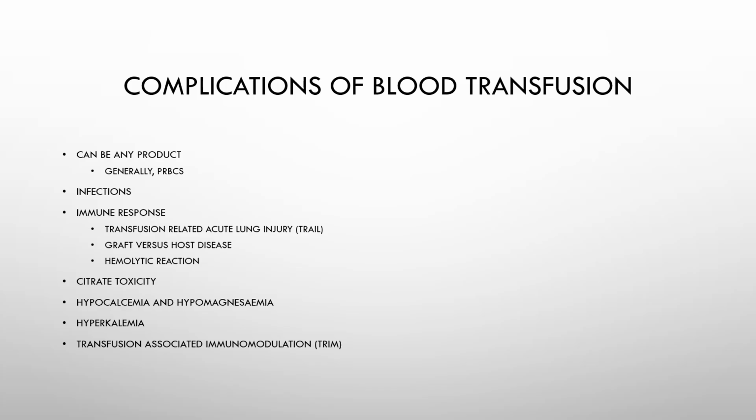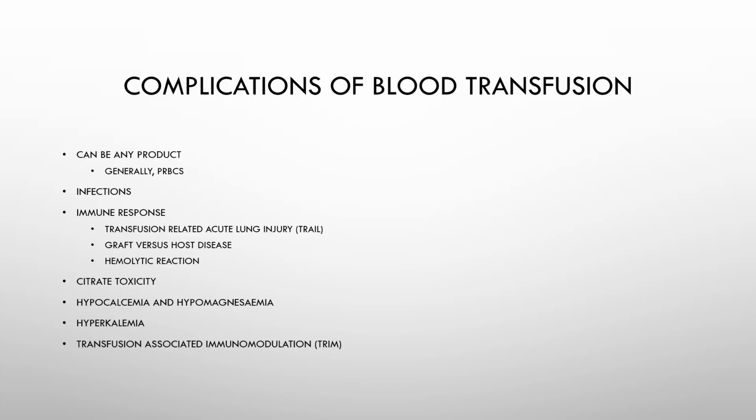So, complications of blood transfusions. These can be from any blood product. We generally see it in those packed red blood cells because those red blood cells can carry those antibodies, but we can see it in any product. Okay, so infections, right? The blood was contaminated. We contaminated it as we were giving it. An immune response, so a TRALI, which is a transfusion-related acute lung injury.